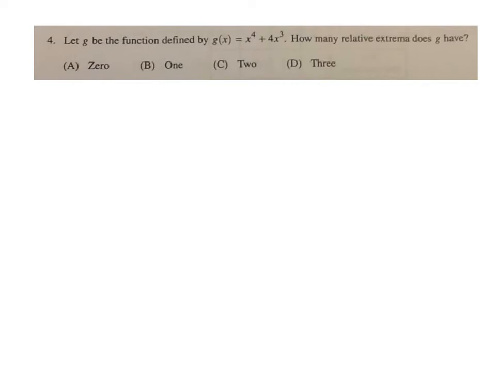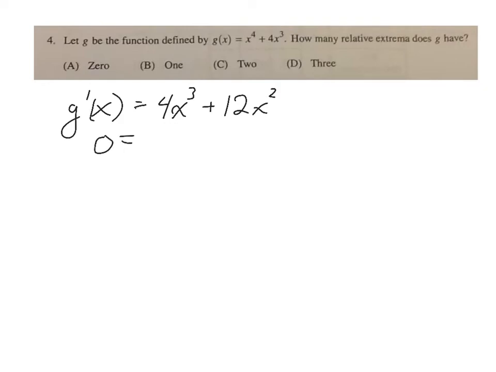All right, so the equation, let's find g prime of x. We're going to use our power rule, and we're going to get 4x cubed plus 12x squared. Now we want that equal to 0. I'm going to do a little factoring. We can take out 4x squared and x plus 3. So right now it looks like we'd probably have two values. We don't need to know exactly what they are. It's just asking how many. So it looks like x equal to 0 and x equal to negative 3.